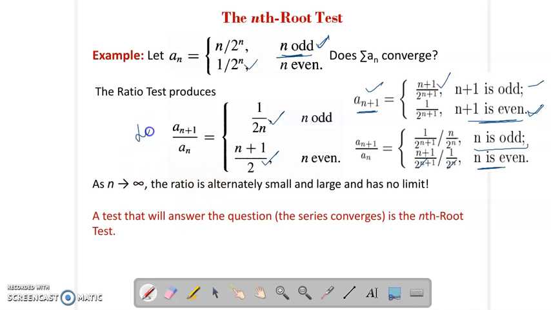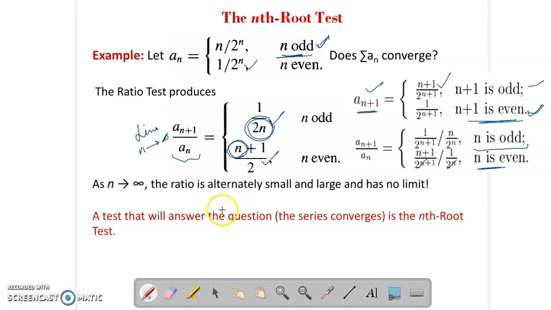Now when you take the limit as n tends to infinity, you see that when n is odd, 2n is in the denominator. When n is even, in the numerator you have n. So the ratio is alternately small and large depending upon whether n is odd or even. So we are not able to find the limit. The limit as n tends to infinity of a_{n+1} by a_n, this ratio has no limit. So we cannot conclude anything from the ratio test.